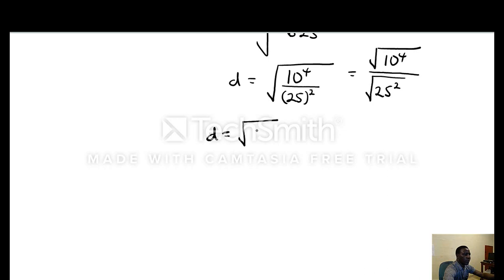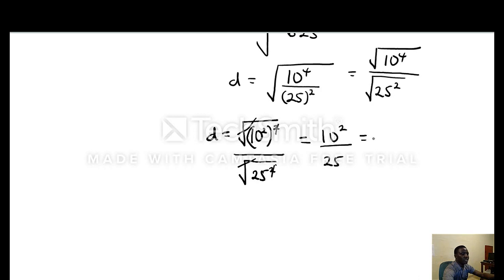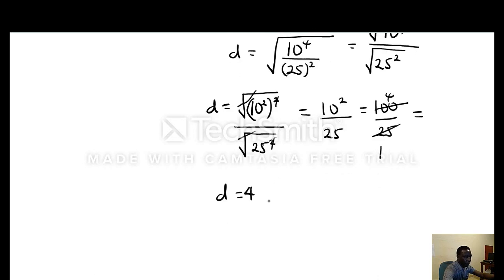And when you simplify further, you have d to be equal to square root of 10 squared, divided by square root of 25. This square will cancel the square root, leaving us with 10 squared divided by 25, which is equal to 100 divided by 25. And what can go? 25 into itself is 1, 25 into 100 is 4. So that our d now is given to be 4 meters as our answer.